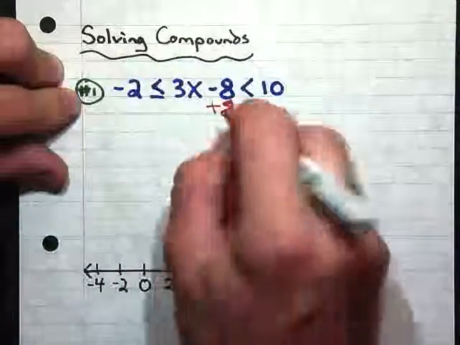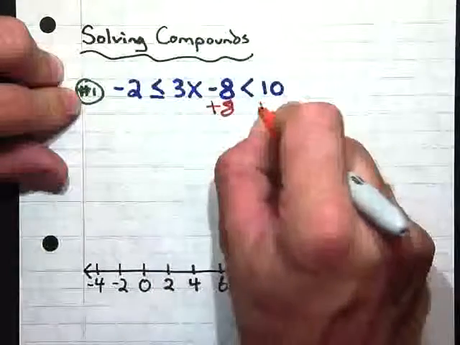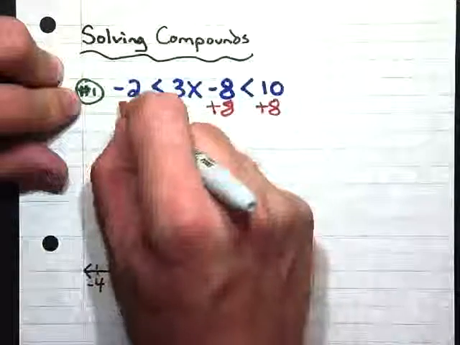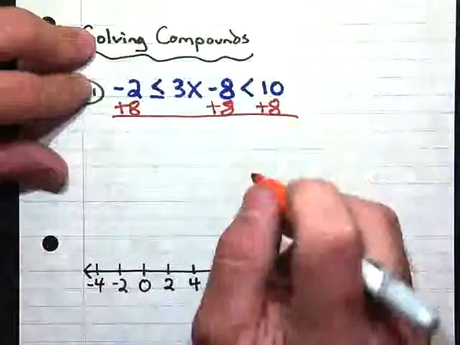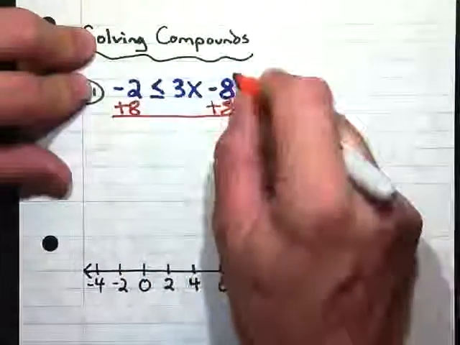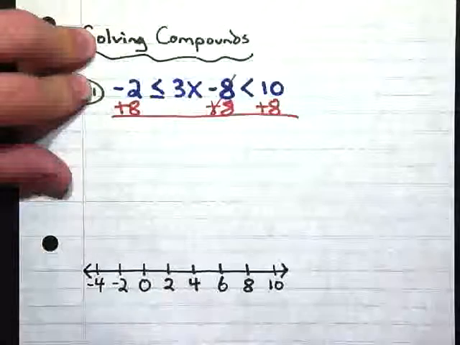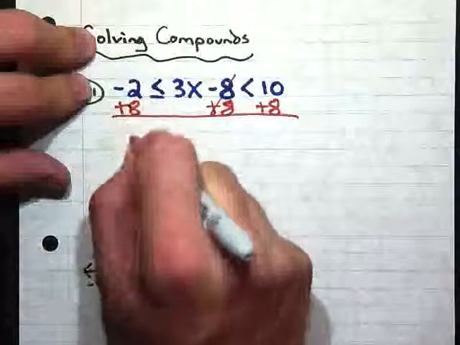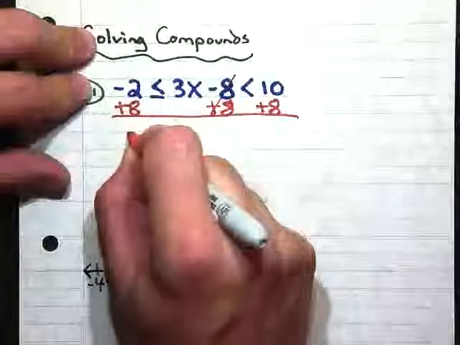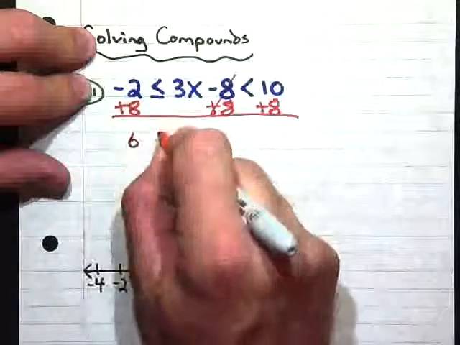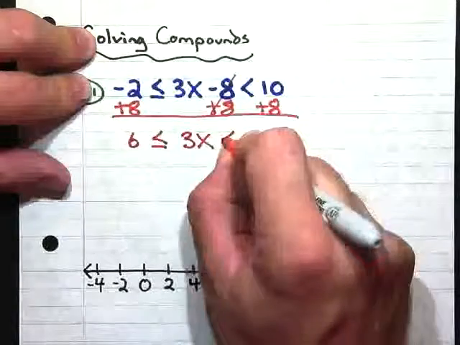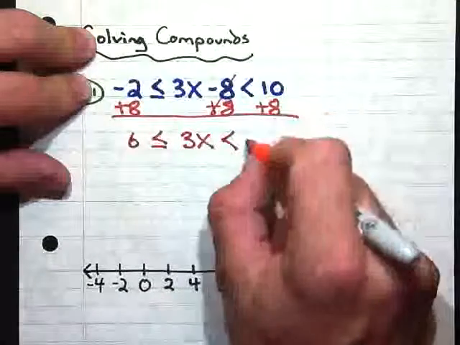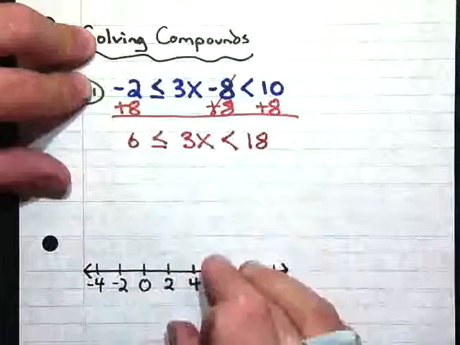three. So if I add 8 here, I've got to add 8 to this side, and I add 8 to this side. When I do that, these 8's in the middle cancel out, and I'm left with negative 2 plus 8, which is positive 6, which is less than or equal to 3x, which is less than 10 plus 8, which is 18.